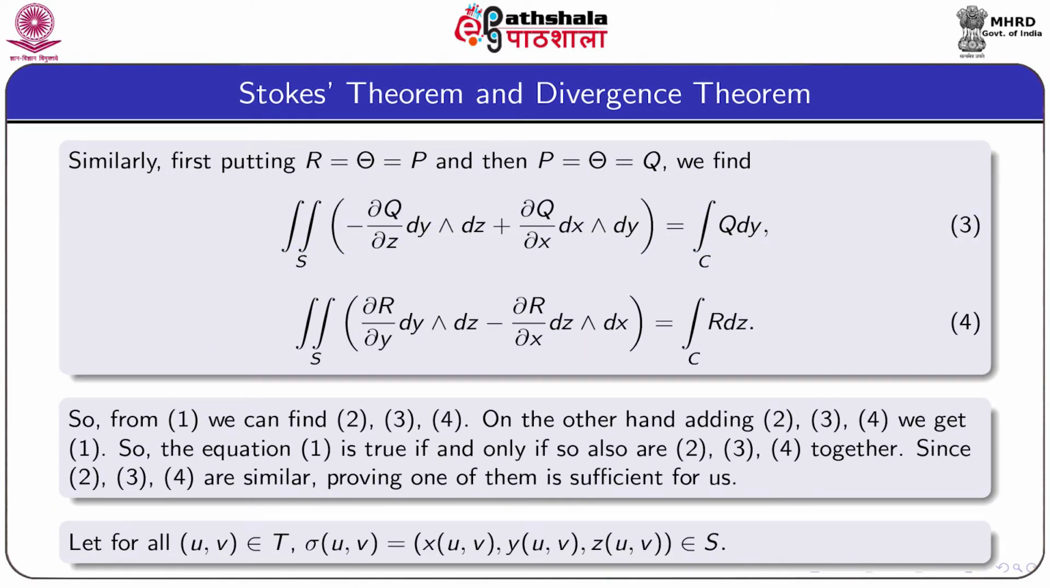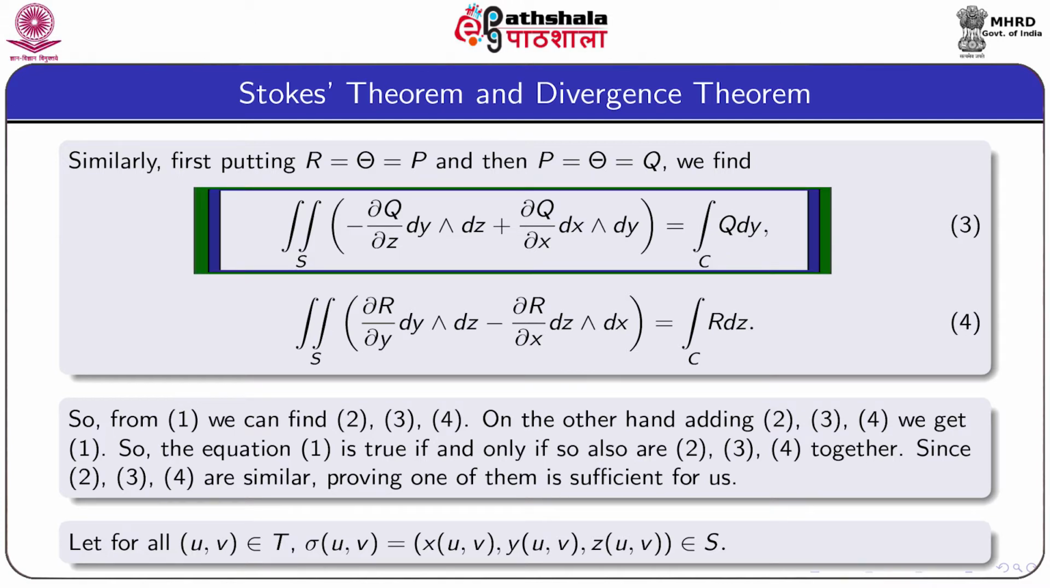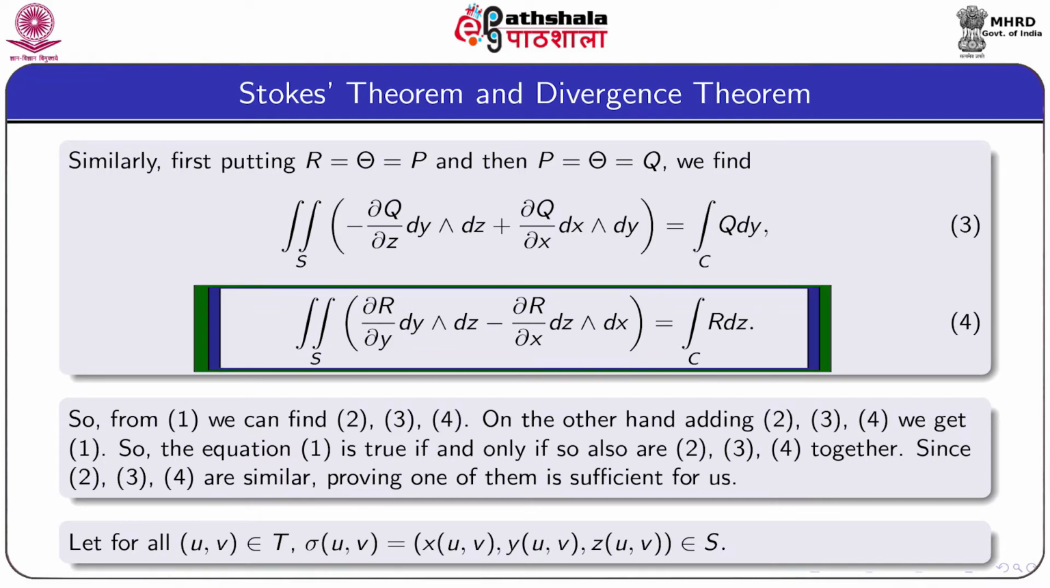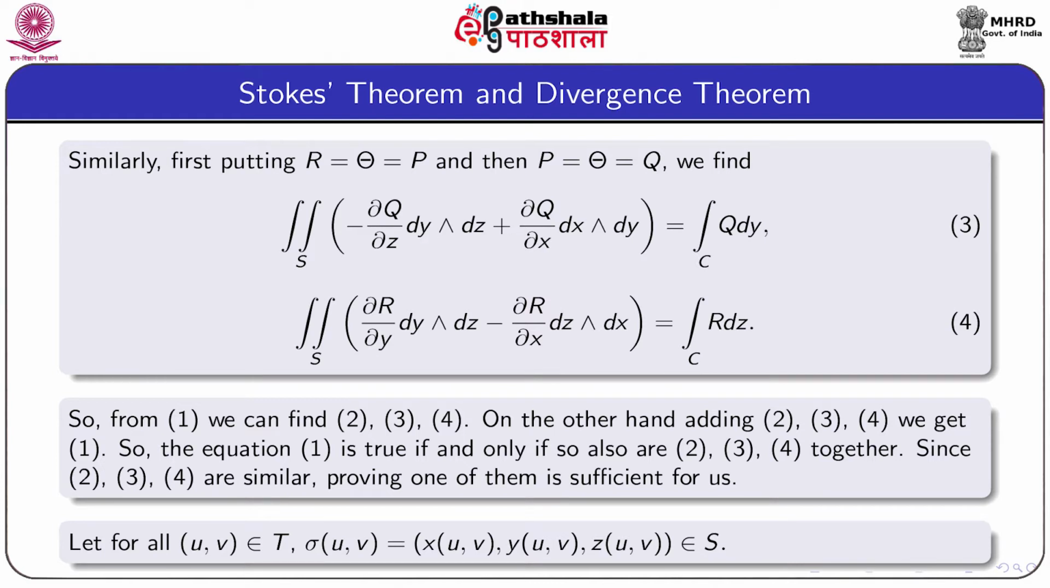Similarly, first putting R equal to the zero scalar field equal to P, and then P equal to R equal to zero scalar field, we find the surface integral over S of minus del Q/del z dy wedge dz plus del Q/del x dx wedge dy equals the line integral over C of Q dy, and finally the surface integral over S of del R/del y dy wedge dz minus del R/del x dz wedge dx equals the line integral over C of R dz.